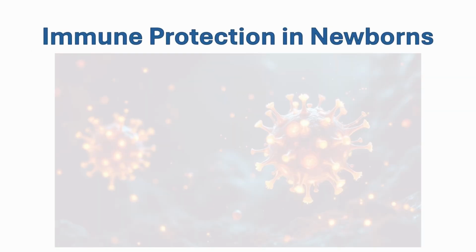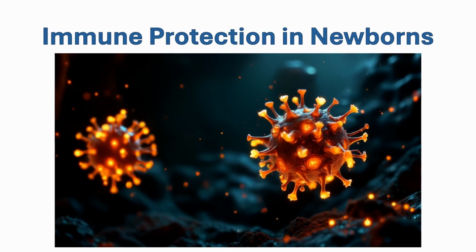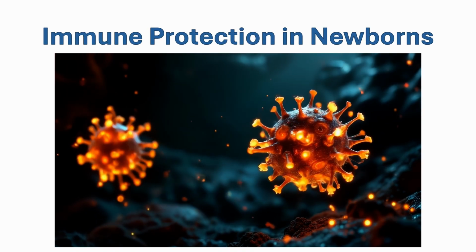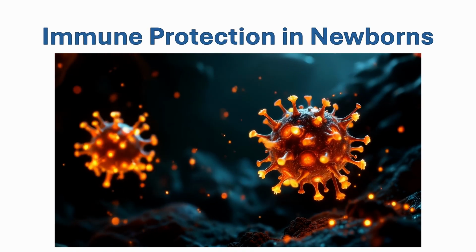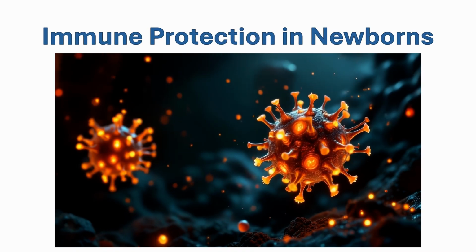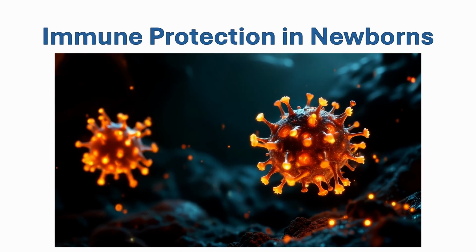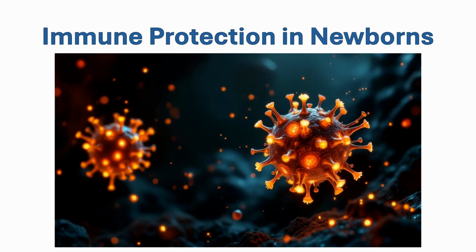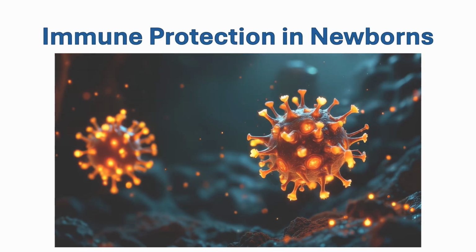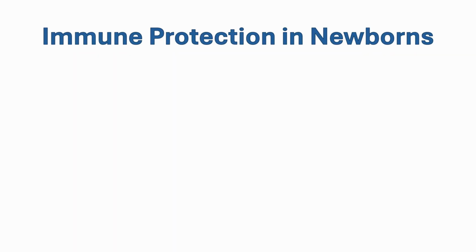We have discussed how animals struggle with breathing and heat production, but beyond the physical environment, there is a hidden biological threat: pathogens. Even in a warm barn, a newborn can still perish without an immune shield. This brings us to our next critical topic: immune protection in newborns.